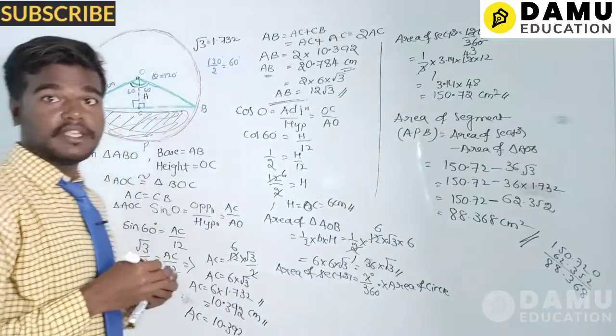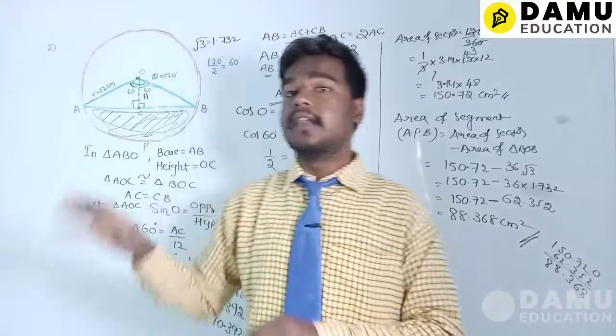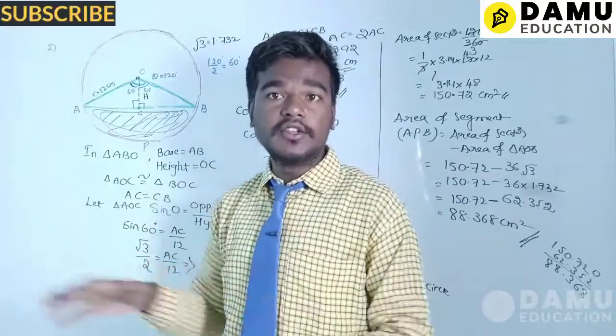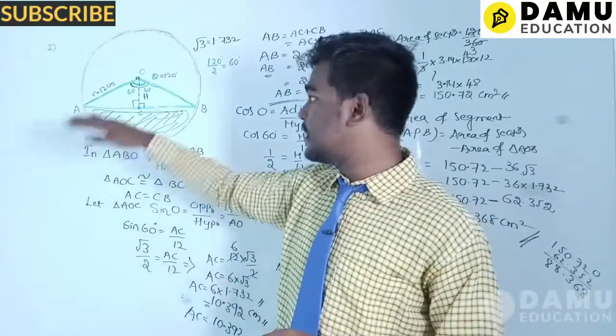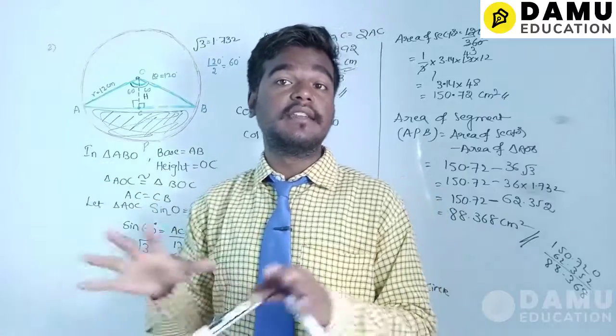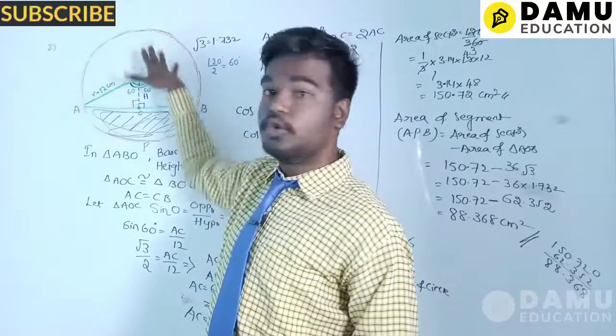If you want to calculate the major segment, we will calculate the area of the circle. From that total area of the circle, we subtract this minor segment area. Then we will get the major segment above this.